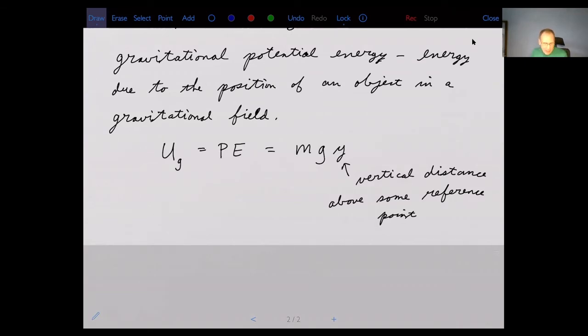It turns out that the actual potential energy doesn't really matter. We're really only interested in the change in potential energy. So it doesn't matter where you choose your reference to be.